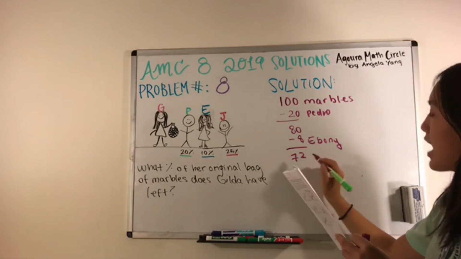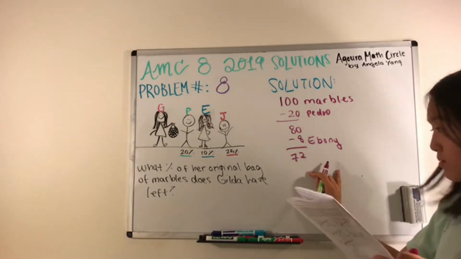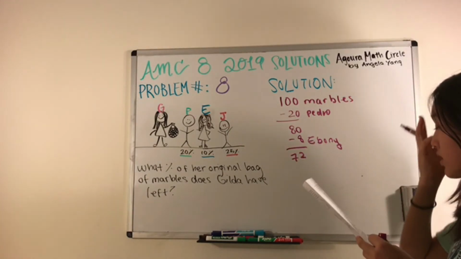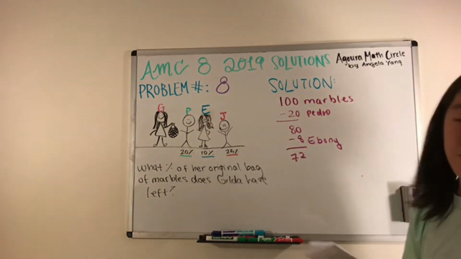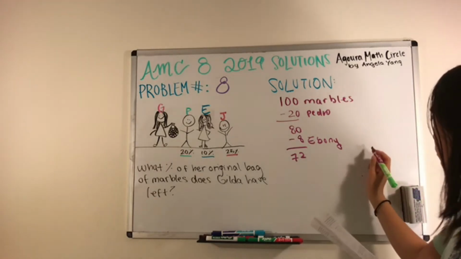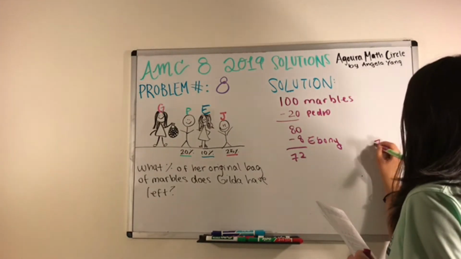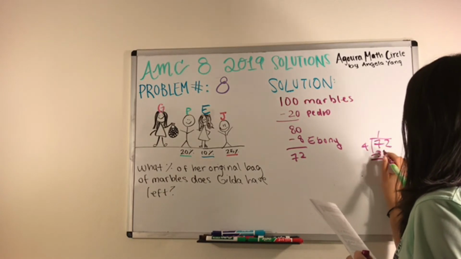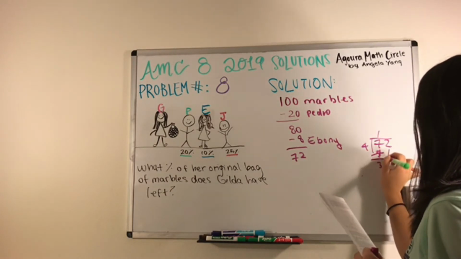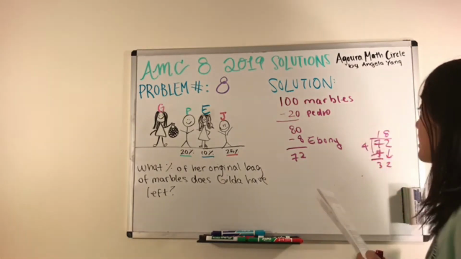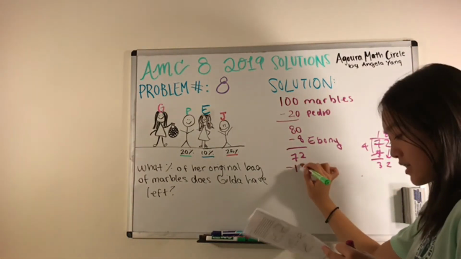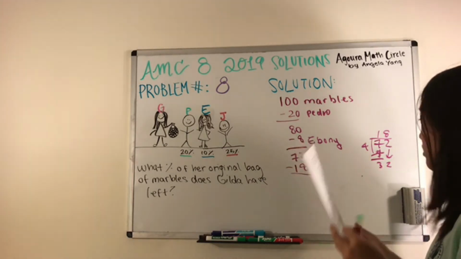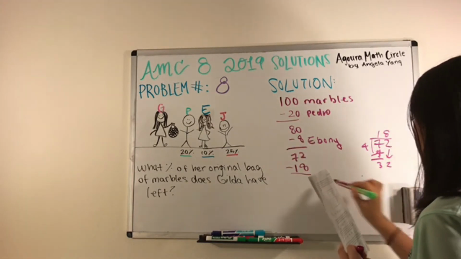Okay. And then we have 25% of what is now left for her brother, Jimmy. So in order to solve this, we need to find out what 25% of 72 is. And that's basically what 1/4 of 72 is. 72 divided by 4 is 18. So we subtract out 18. And once we do that, we are left with the number 54.